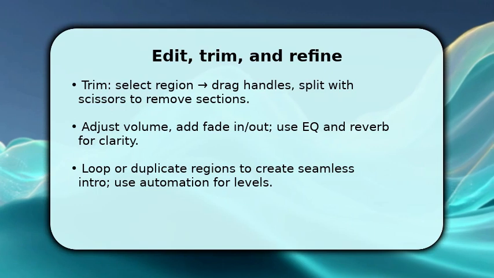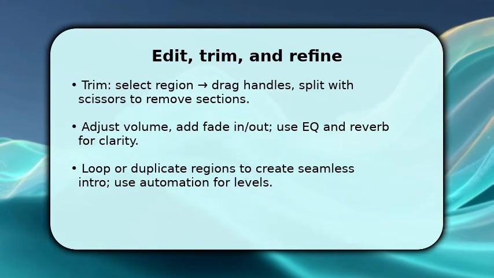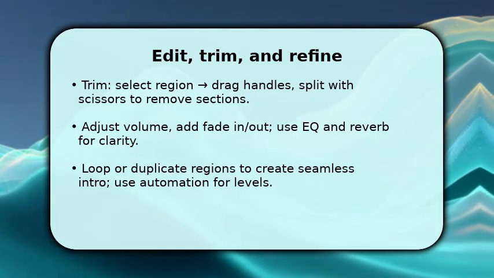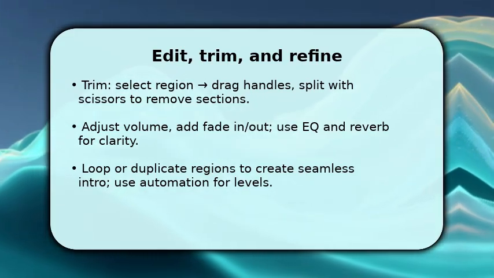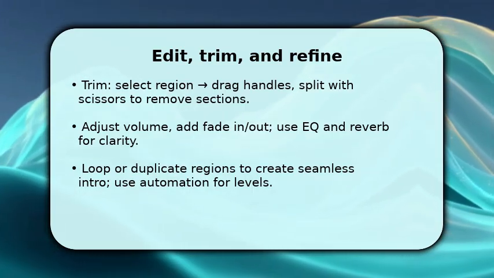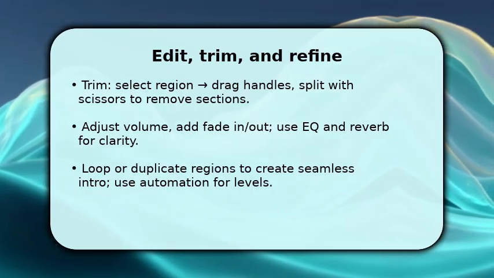Now focus on shaping the ringtone. Select the region and use drag handles or the split tool to cut out unwanted parts. Make quick fades by pulling region edges and then open the track controls to adjust volume, add echo, and a touch of reverb to make it pop on phone speakers.